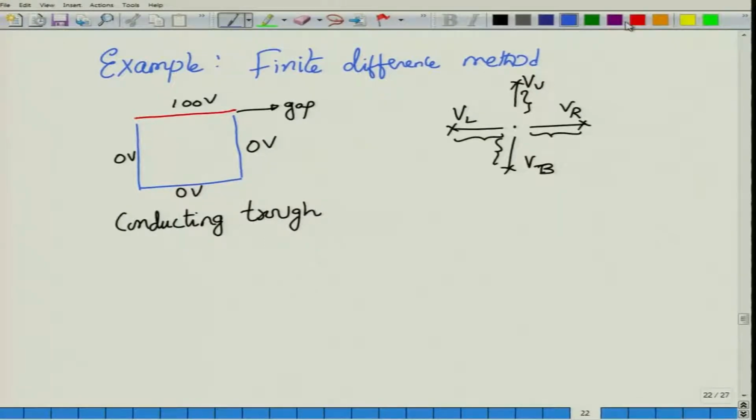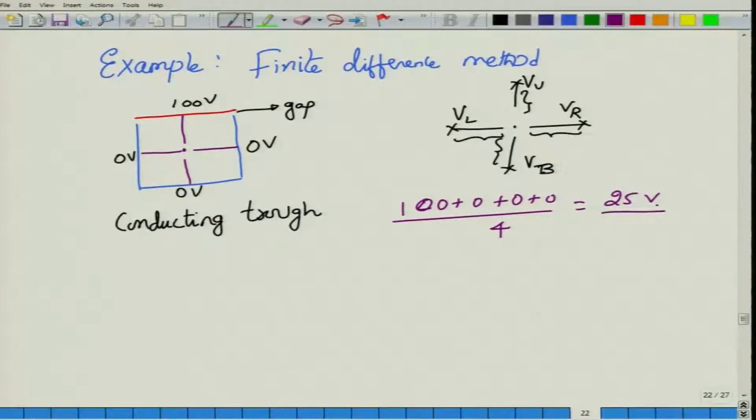So in the first iteration I want to determine the potential at the center point here. To do that, I need to look at the potential to the left, which happens to be 0, the potential to the right, which is 0, the potential on the top, which is 100, and the potential at the bottom, which is 0. So the first potential that I will obtain is given by 100 plus 0 plus 0 plus 0 divided by 4, which is 25 volt. So the first value that you are going to write will be 25 volt. This seems to be very simple.